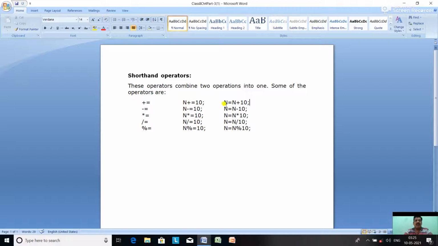So you know both of these. These are called the shorthand operators. So instead of writing n equal to n plus 10, n equal to n minus 10, n equal to n into 10, how can we write it in shortcut in our program? n plus equal to 10, semicolon, n minus equal to 10, n asterisk equal to 10. But it is totally your choice which one you use.